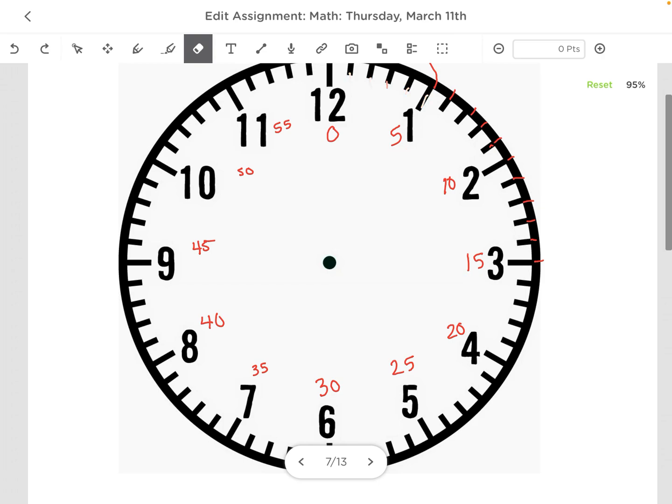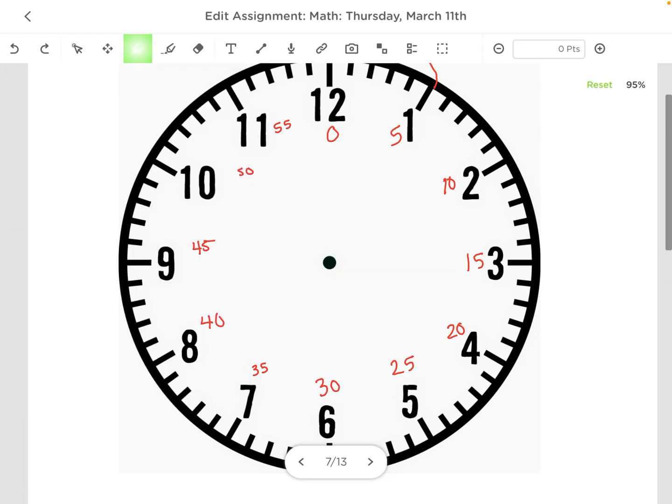So now that we know how to find each 5 minutes, when we are trying to find, let's say, this right here, if the minute hand was hitting at this point, I can start at the previous 5 minutes, which would be 35, and I can count by 1. 35, 36, 37, 38. So if my minute hand was marked right here, it would be 38 minutes. So that's how you mark the minutes.